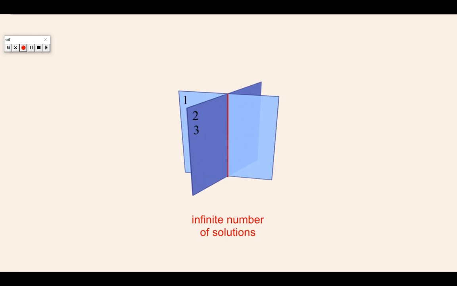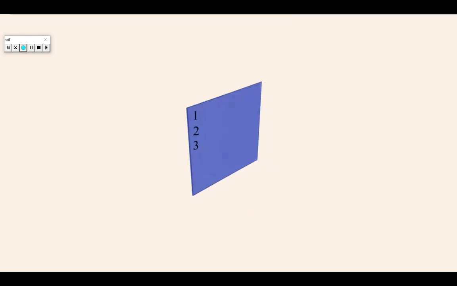An infinite number of solutions will also exist if a system consists of three identical planes. In this case, any point which lies on one plane is common to all three planes. The system will therefore have an infinite number of solutions corresponding to every point on the plane.